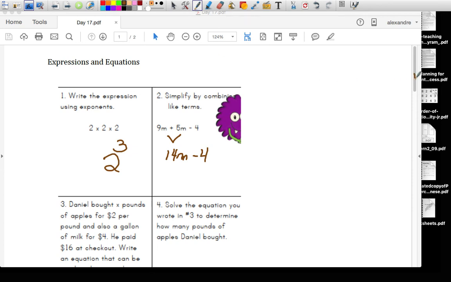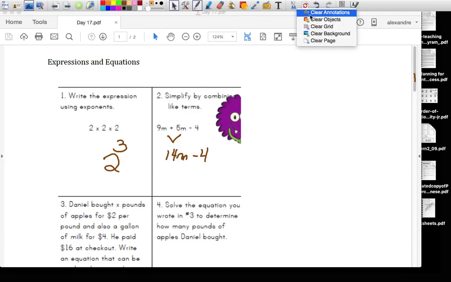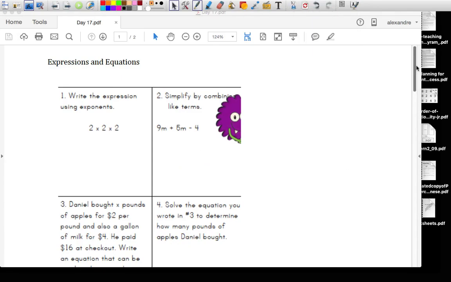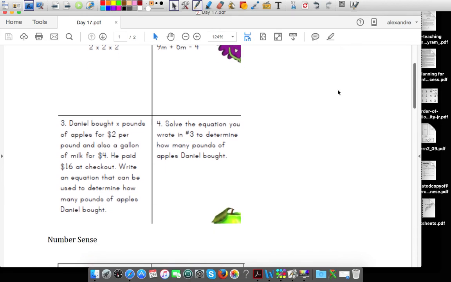Let me go a little lower here. Then you bought X pounds of apples for $2 per pound, and also a gallon of milk for $4. He paid $16 at checkout. Write an equation that can be used to determine how many pounds of apples Daniel bought.